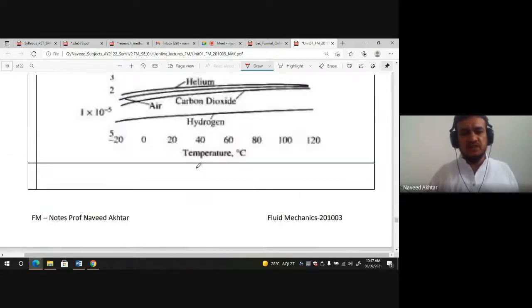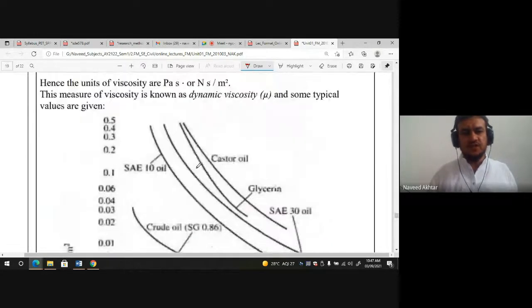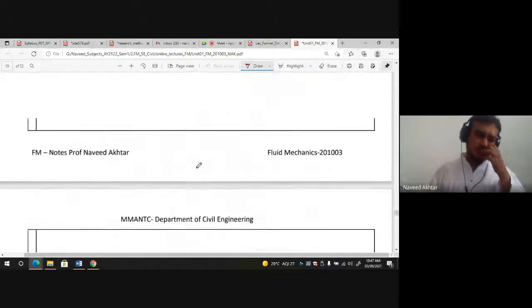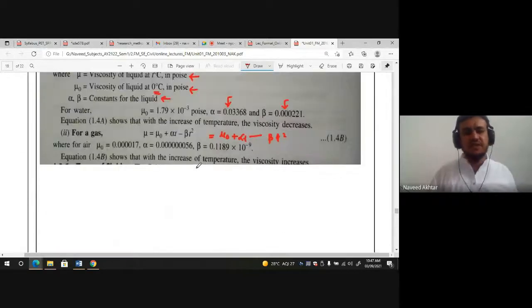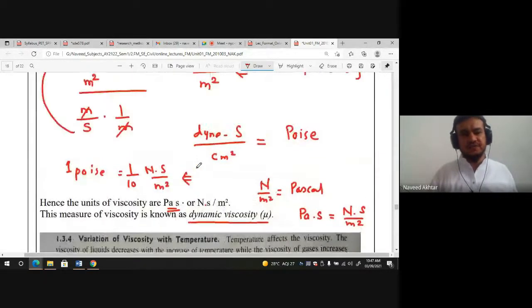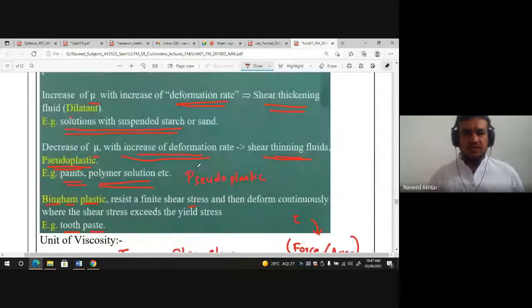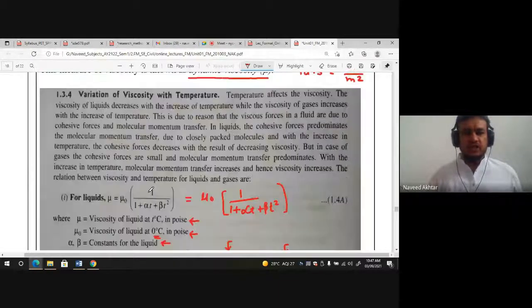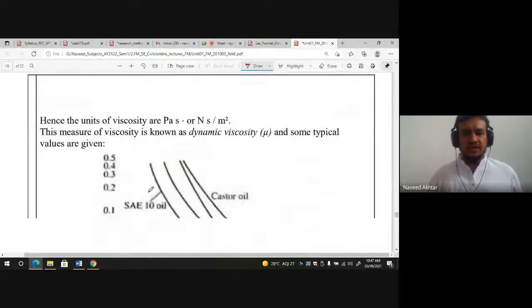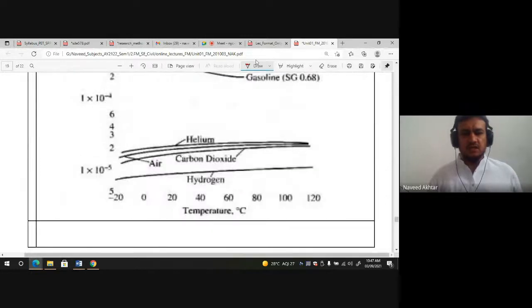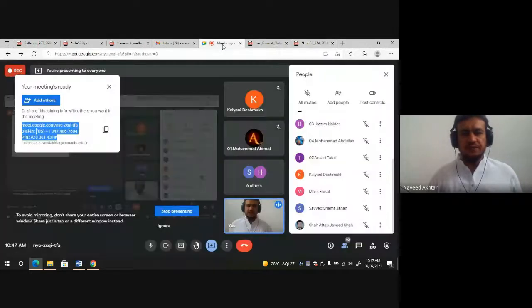So this is all about today's viscosity. We will stop here. We have seen today the temperature effect on the viscosity, the dynamic viscosity, Newton's law of viscosity, and also what is the poise, what is the stokes, etc. We have seen today's lecture, and we need to study regularly to understand this subject. So we will stop today here.